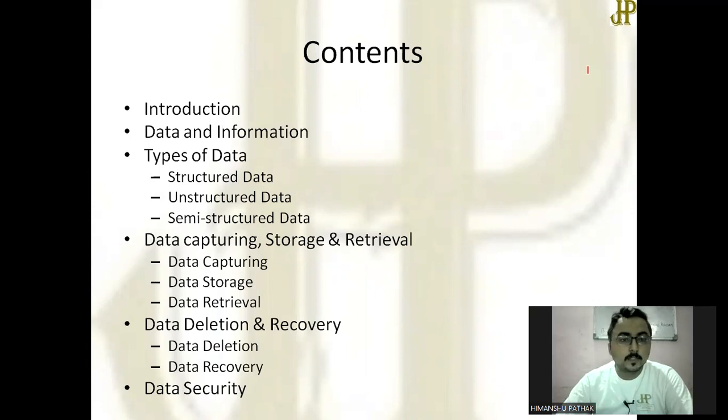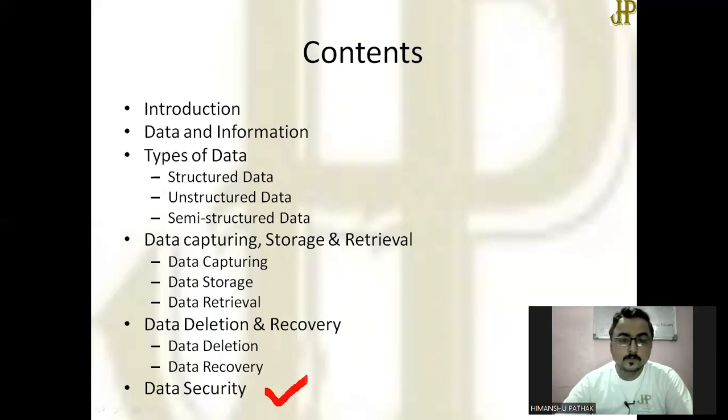First of all, the introduction. After that, what is data and information? Then we will discuss the types of various data. And then what is data capturing, storage, and retrieval? After that, we will discuss data deletion and recovery. And at last, what is data security?